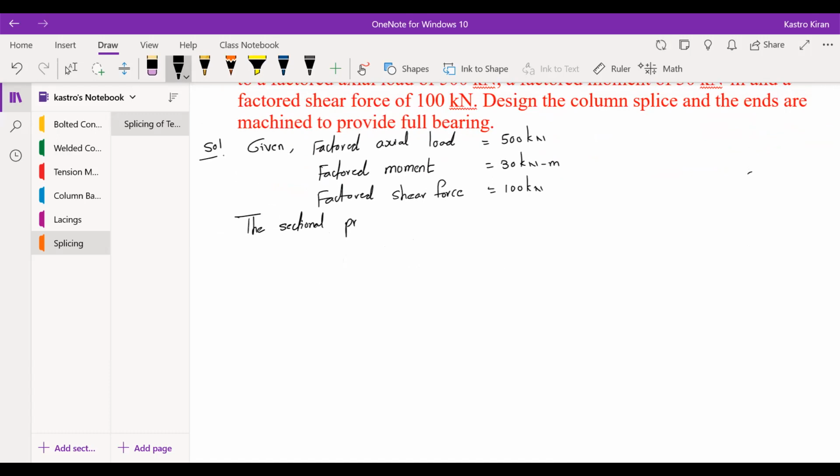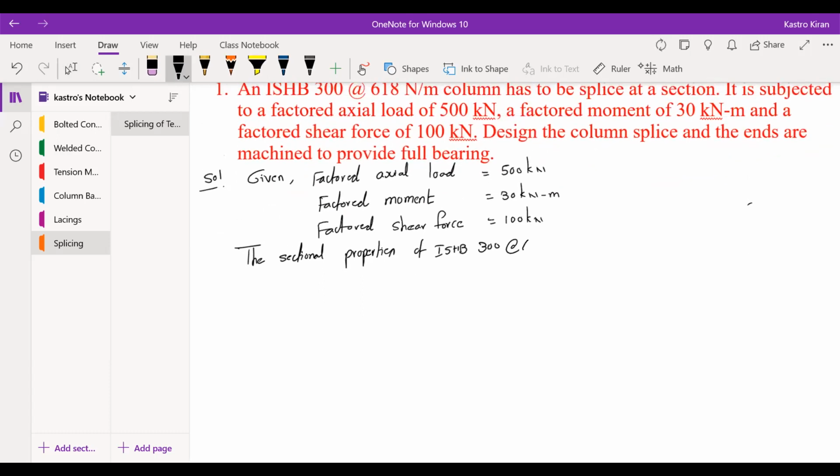The sectional properties of ISHB 300 at the rate 618 Newton per meter. So the first one, let's write the height of the section, that is 300 mm, and the width of the flange, that is BF, which equals 250 mm. And the next one is the thickness of the flange, which is 10.6 mm.